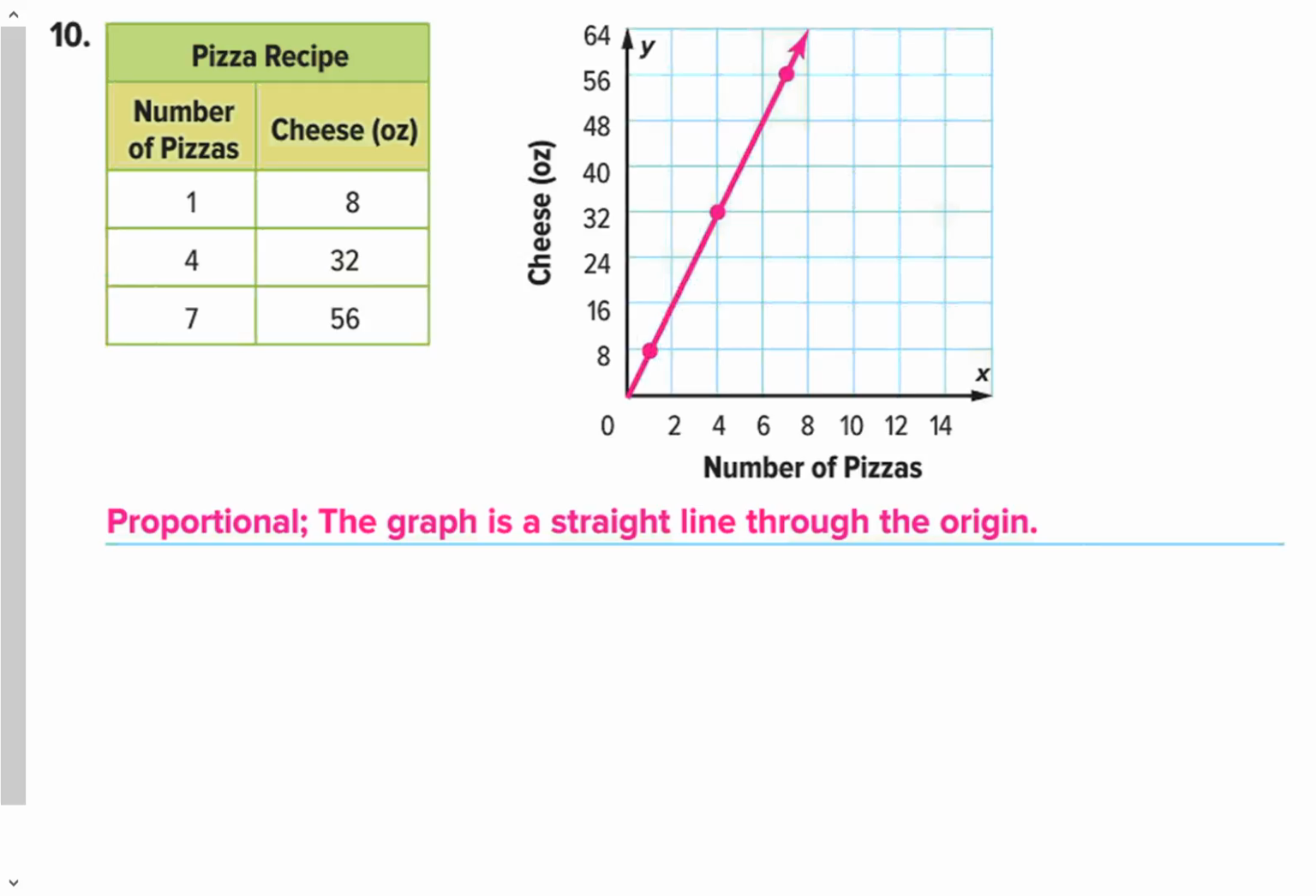Example number 10, they want to know if this is proportional or not. So first we have to start graphing our points. Remember, our first one is our x, our second one is our y. So we're going to graph 1, 8. Move over 1, up 8. 4, 32: move over 4, up 32. And then 7, 56: move over 7, up 56. Connect the dots all the way through, and you'll notice that it is a straight line and it goes through the origin, so it is proportional. The graph is a straight line through the origin.